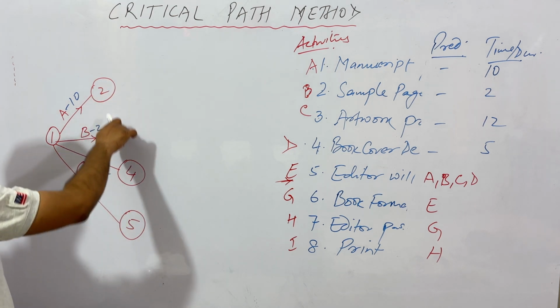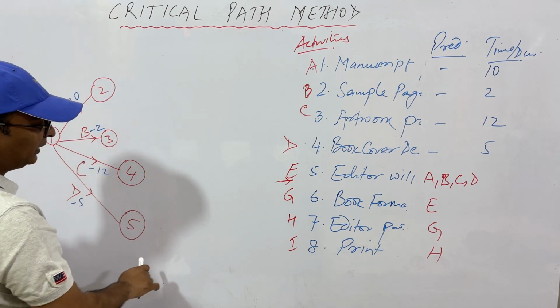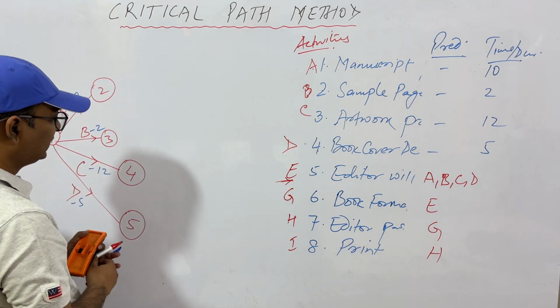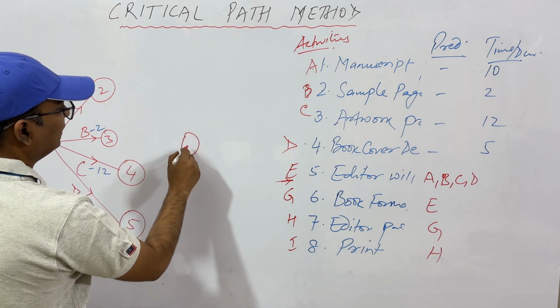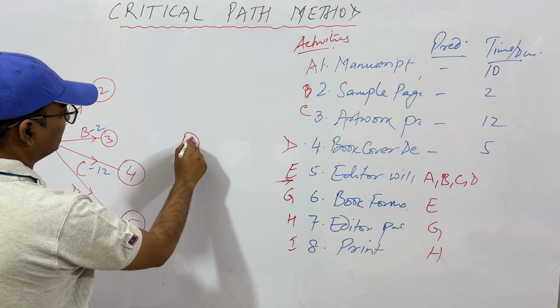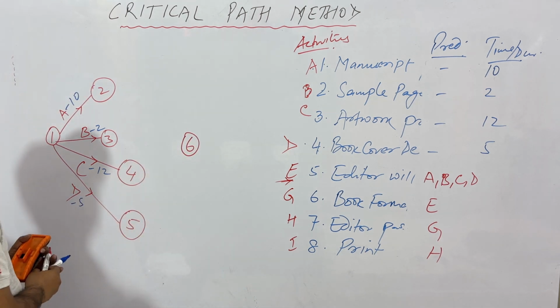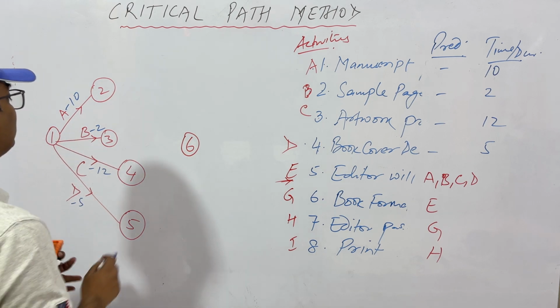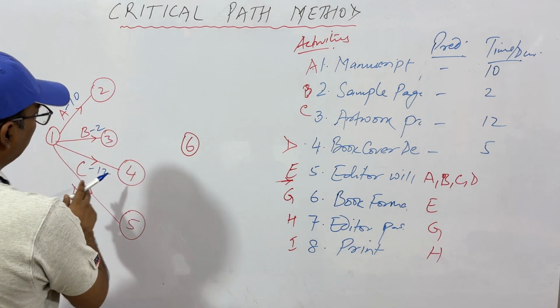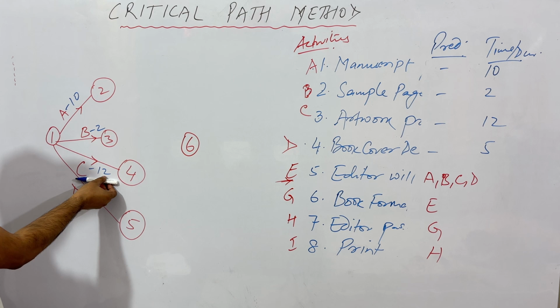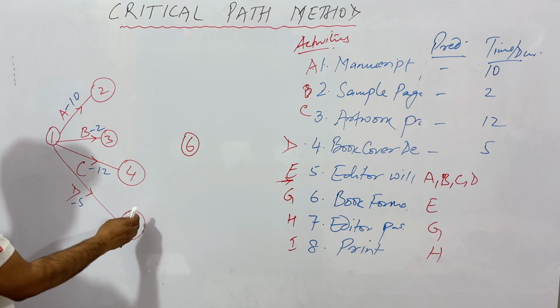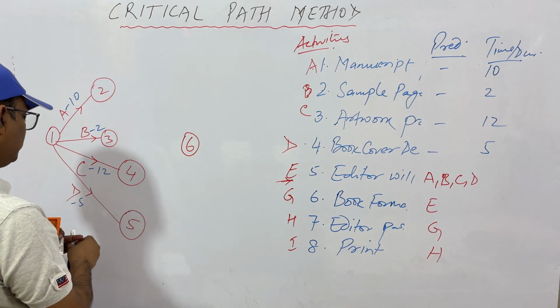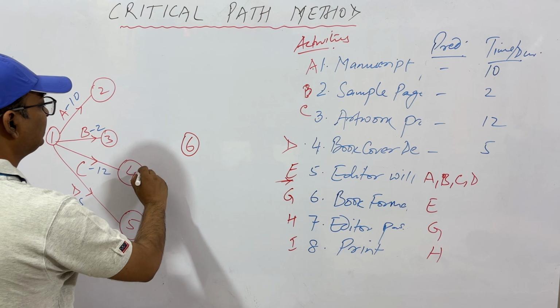Now all of them need to be completed before you go to the next level, let's say this is your 1 to 6. So your E activity is completed only when you have completed all of these. Now you see this takes 12 days, so obviously 12 days is required here. So what we do is connect it like this.